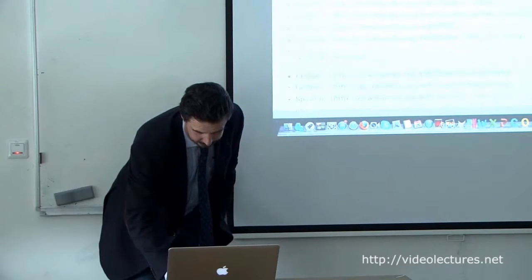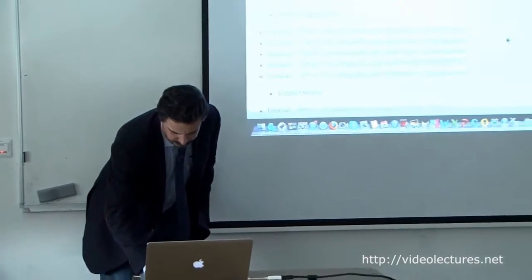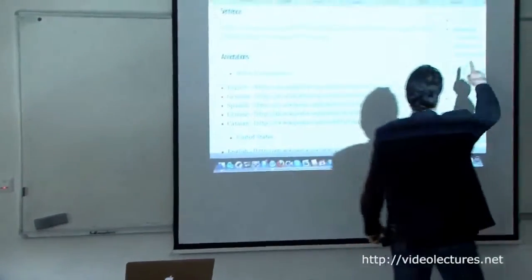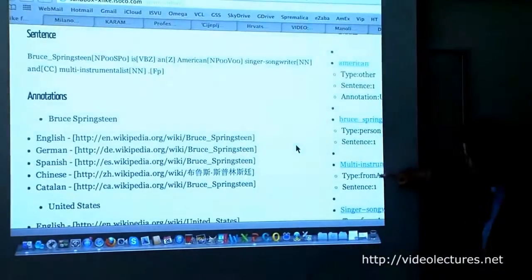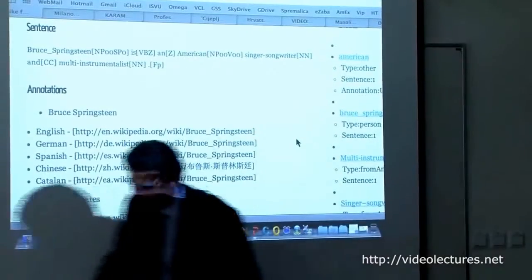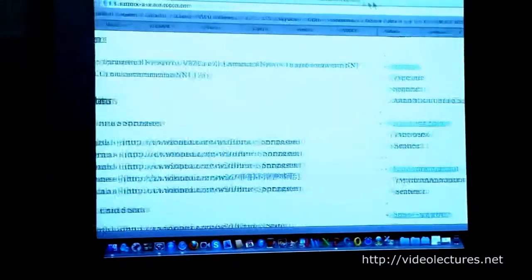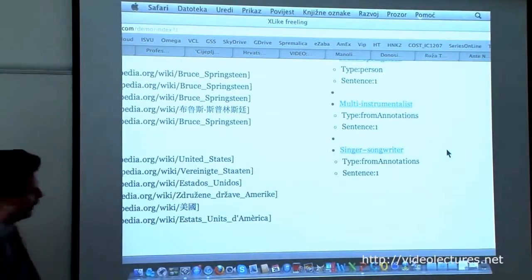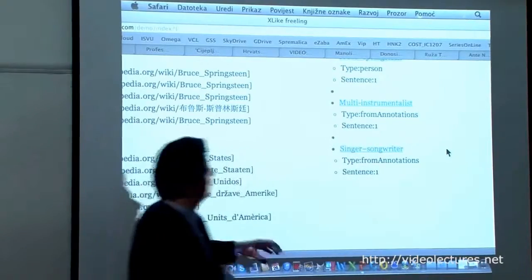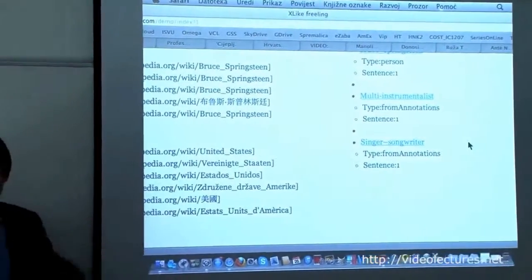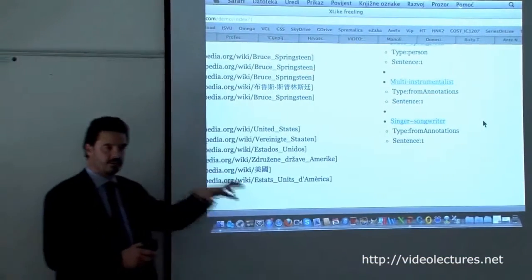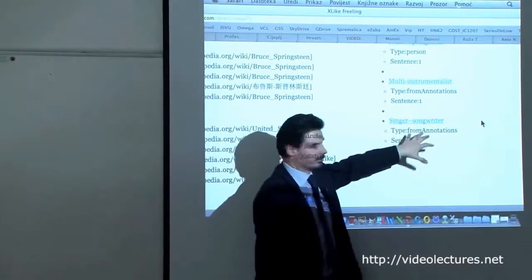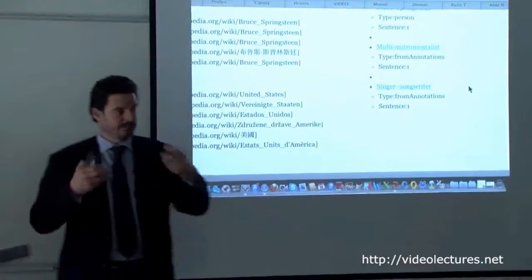Yes, this one is working now. And you see the types here, of course. The American is type other, Bruce Springsteen is type person. Let me check what kind of information we have here. So this is type from annotations. So these are another type of annotation, not the named entities, because we are now tracking the concepts, see? So singer-songwriter was tracked as a concept. Not literally, but tracked as a concept.